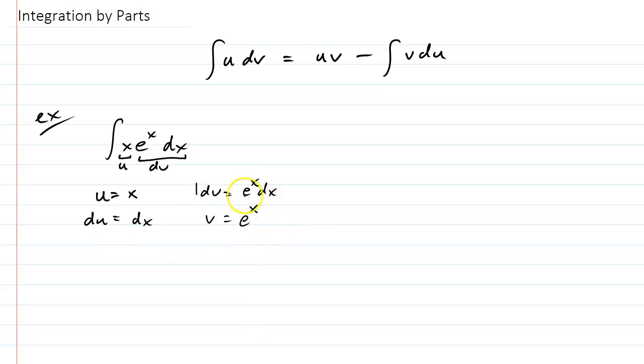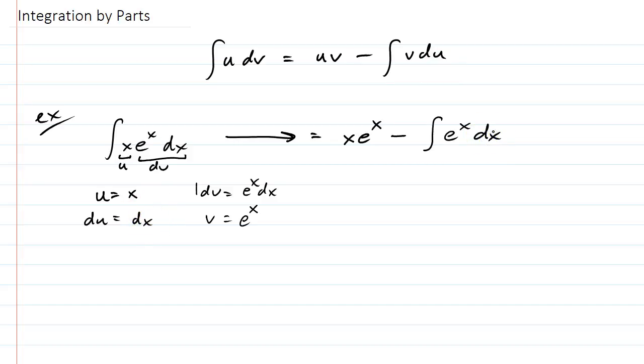So now I'm going to take each one of these things and plug it into the formula I see on the right side. So this will be equal to u times v. So that would be x e to the x minus, and yes, we have to do another integral to actually complete integration by parts. So we got that part done. Now for the other part, regular v is e to the x. Du is just dx in this case.